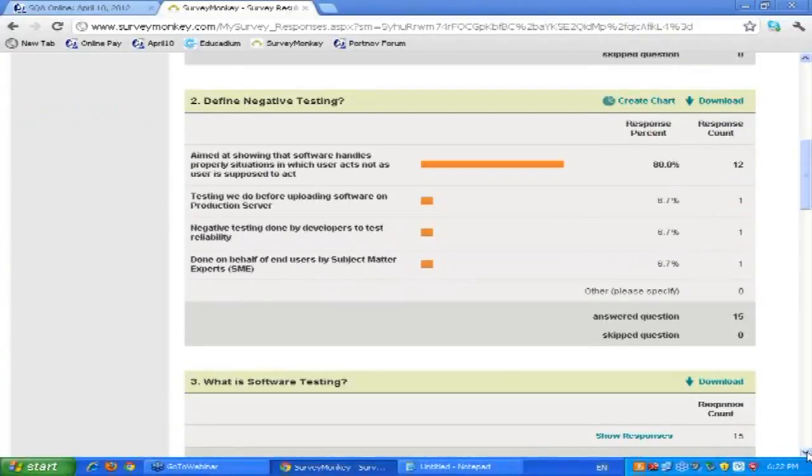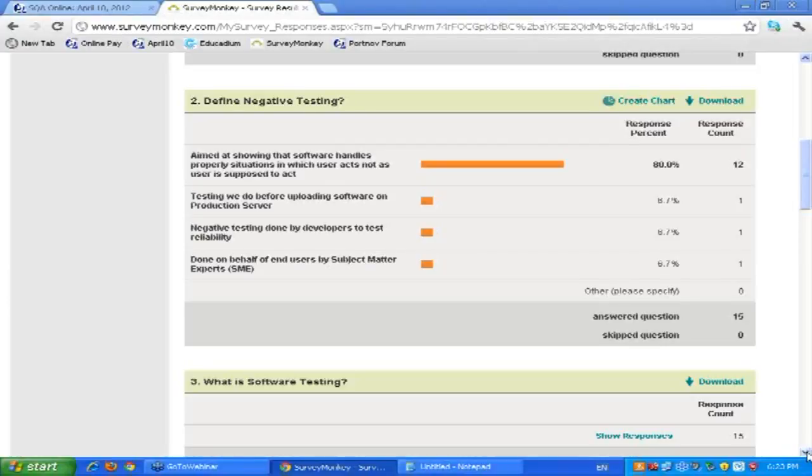Define negative testing. So let's talk about negative and positive. Since we talk about negative, we have to look at negative and positive. The idea here is that testing is pretty much about requirements and how requirements are implemented, and whether there are any errors or deviations. It's all about requirements.